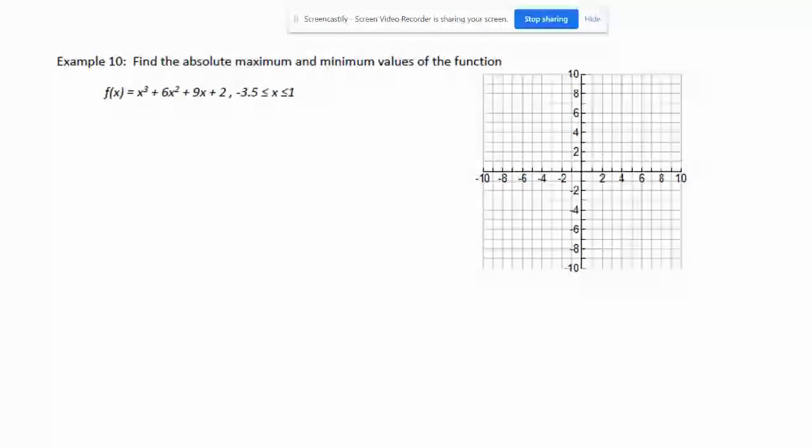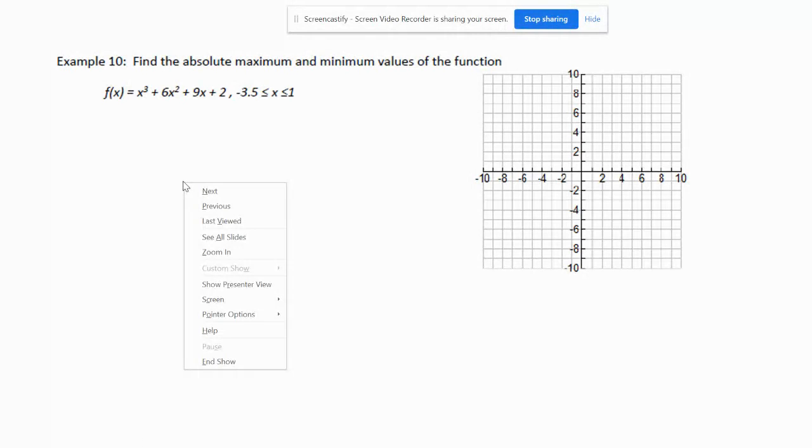All right. Find the absolute max and the absolute min of the function x cubed plus 6x squared plus 9x plus 2. Guys, I'm going to do this in Desmos because this is going to be a way better way than me trying to sketch this out.